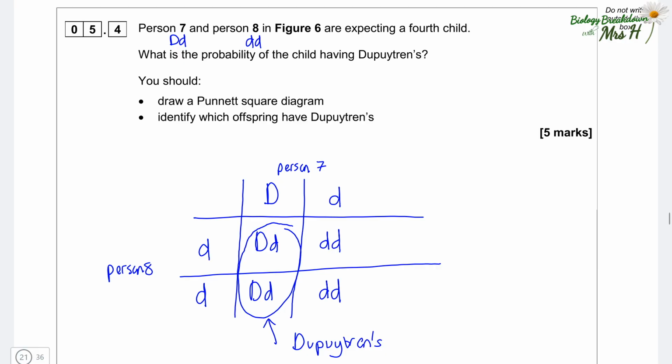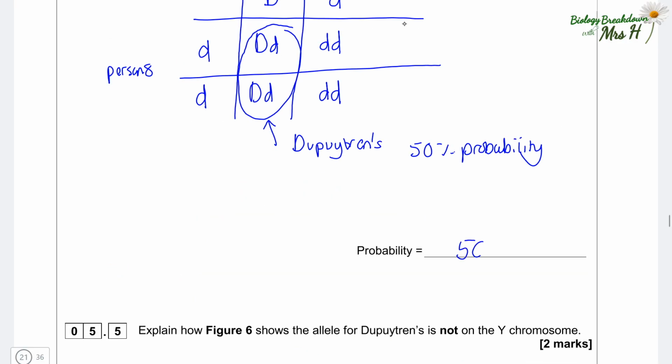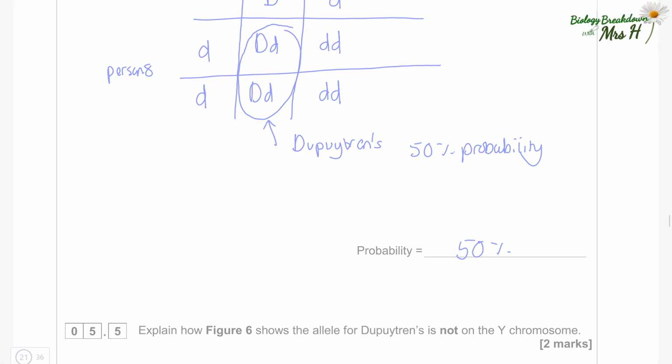Those are the big D, little d's. They will have Dupuytren's, and there will be a 50% probability of the child having Dupuytren's.